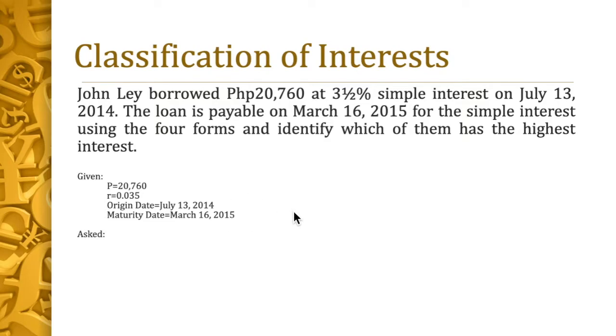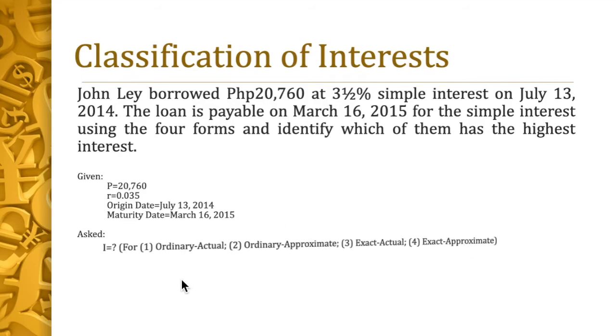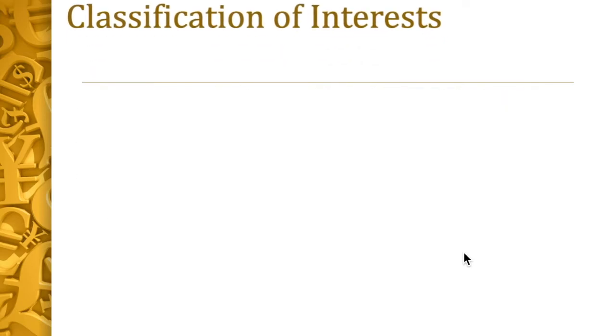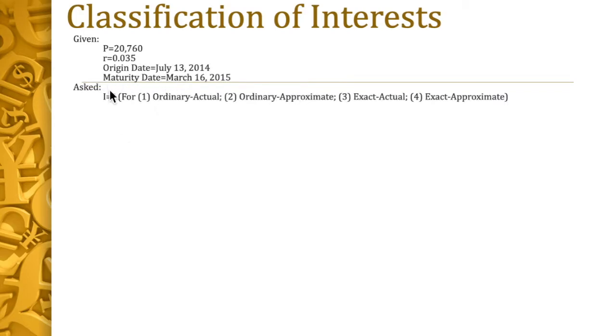So we are asked specifically the I, the interest, but of four different classifications of time periods. Since we don't have the official letters or subscripts for that, shall we just call I, the one is ordinary actual, number two is ordinary approximate, number three is exact actual, number four is exact approximate. I directly used the numbering of the previous slide, for us not to get confused. So let's try to answer this. Let me copy first the ones that I have given already. So we have given here P, rate, origin date, and maturity date, and what is asked of us.